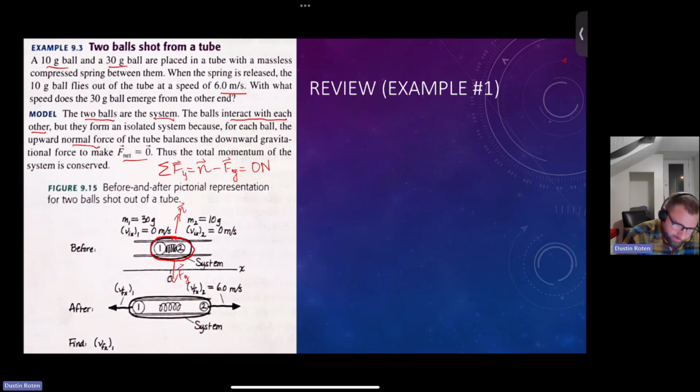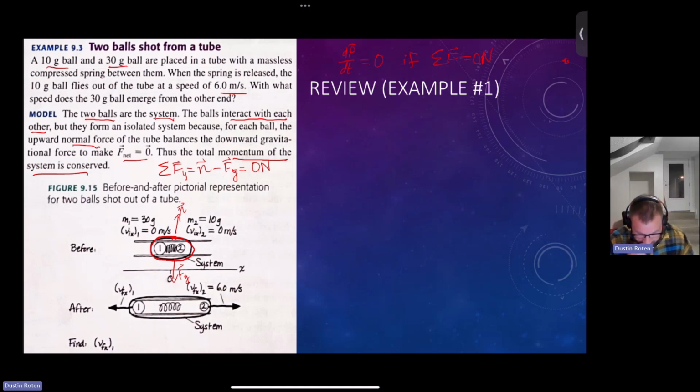Now remember, and I'm going to make a note up here, that in an isolated system, the change in momentum over time is 0 if the sum of the forces also equals 0. So we do have an isolated system. The change in the momentum over time is 0. The momentum is conserved. Forces are 0. All is well and good. Looks like we'll have a pretty easy problem.